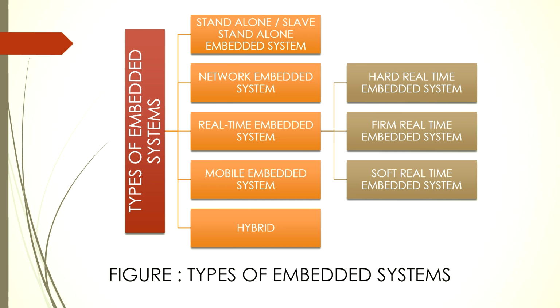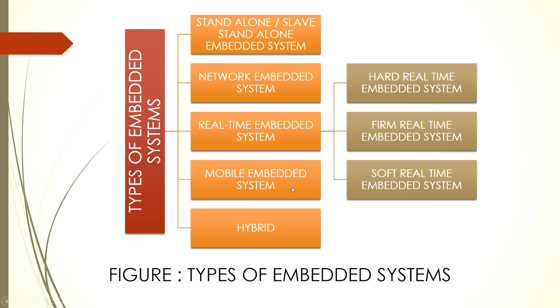Examples are washing machine, microwave oven. There is no property loss or no life loss as we can see. Coming to mobile embedded system, the name itself is suggesting that an embedded system which is movable is said to be a mobile embedded system. Example is a smartphone mobile.